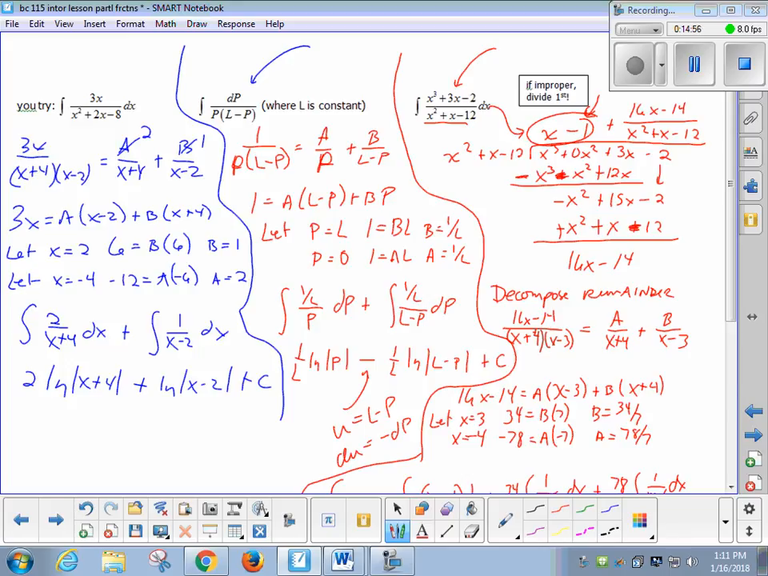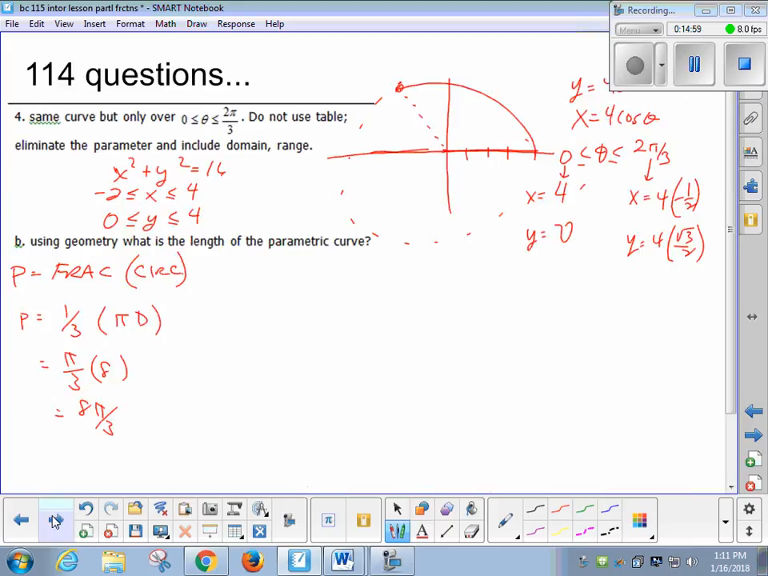Okay, questions on 114. Let's check the replacement answer. Sorry, give me 1 minute. For number 4, did you get the circle x squared plus y squared equals 16 for the eliminated parameter? Yes. For the domain restrictions, did you get that x is between -2 and 4? Yes. And that y is between 0 and 4?